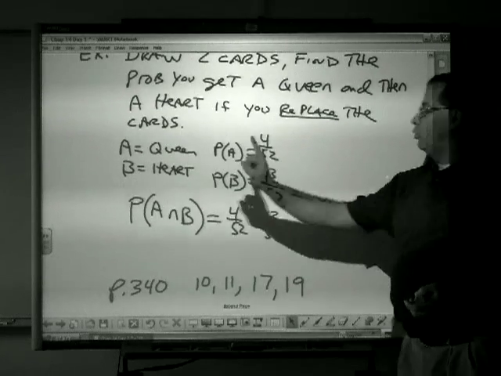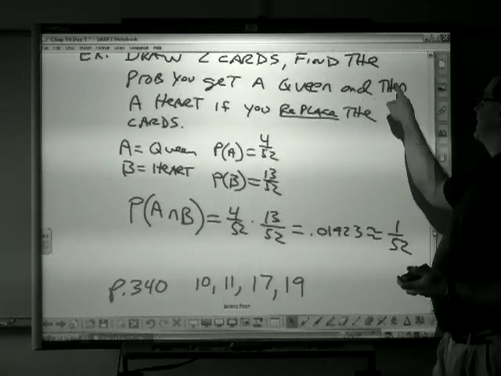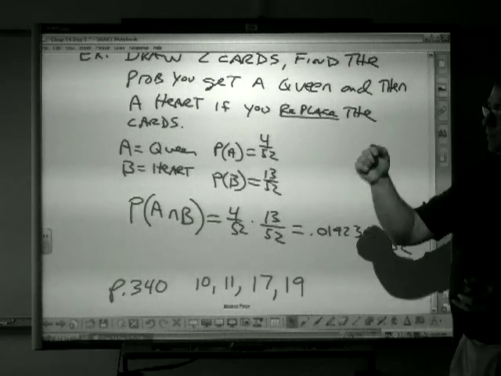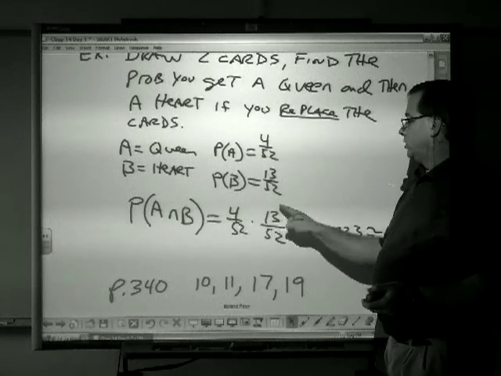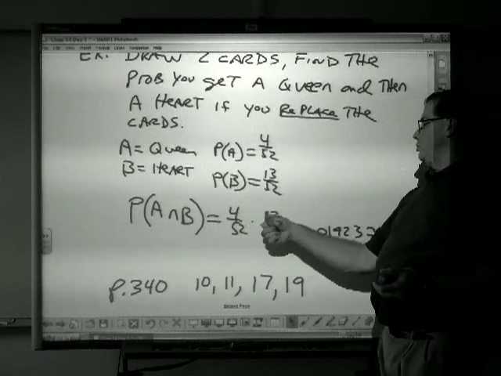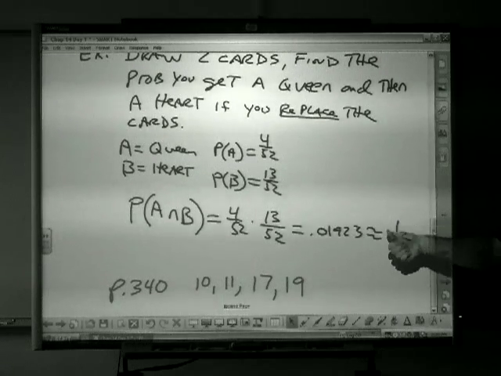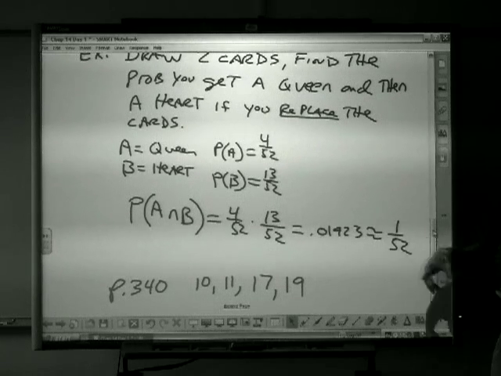So, if I draw 2 cards now, I'm not drawing 1, I'm drawing 2. What's the chance I get a queen and then a heart? Notice, I get a queen and then a heart. I didn't say queen or a heart, I said a queen and then a heart. Well, here's the chance I get a queen, here's the chance I get a heart. I multiply them together. 4 out of 52 times 13 out of 52 turns out to be about 1 out of 52 if you reduce your fraction. All right, 0.09123.